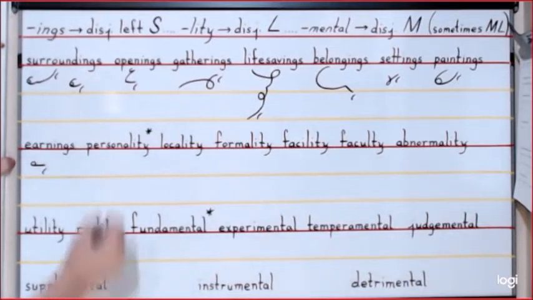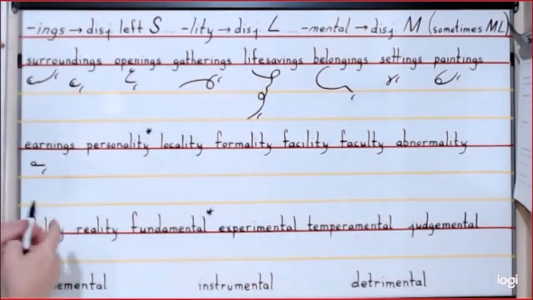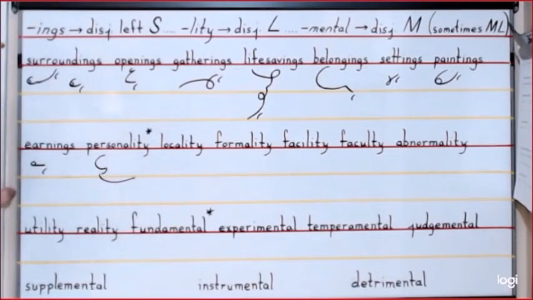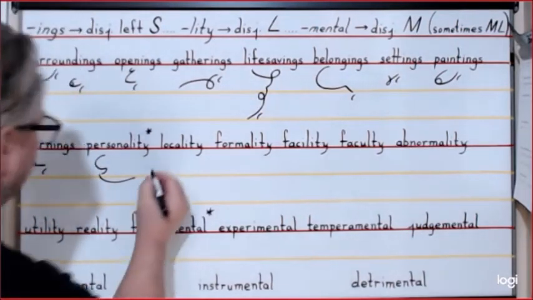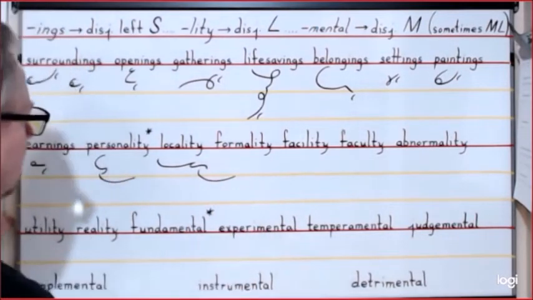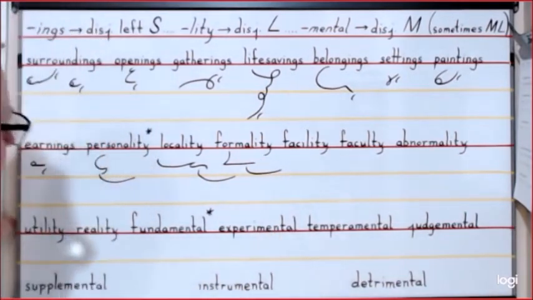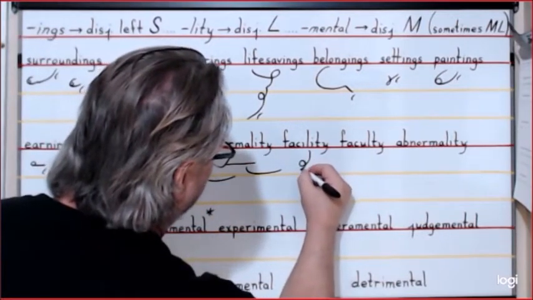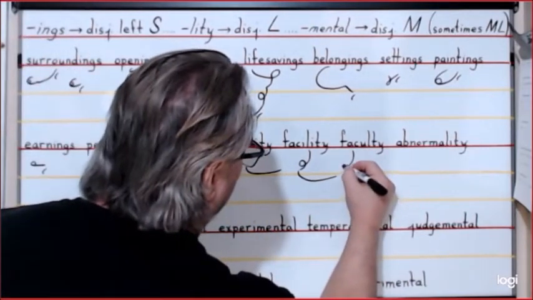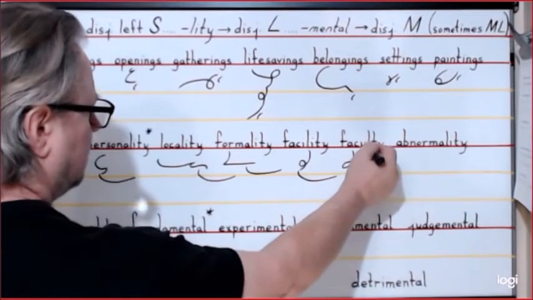Segueing over to the next suffix, L-I-T-Y, is represented by a disjoined L. So for personality, it will be P-R, right S, and then an L right below it. The word locality is an L-O-K, and then a disjoined L. Formality is F-M, then a disjoined L. Facility is F-A-S, and then a disjoined L. Faculty is an F-A-K, then a disjoined L. And notice how you can use this combination too as a suffix.